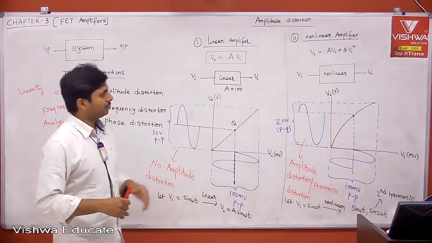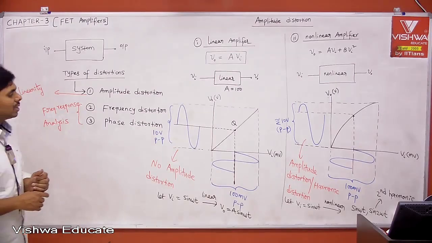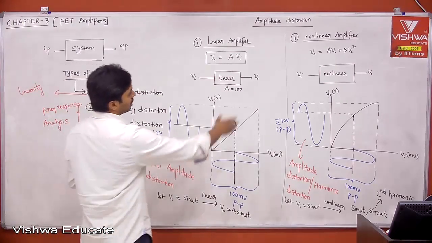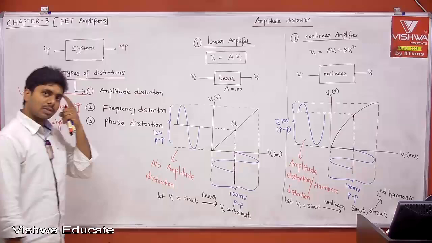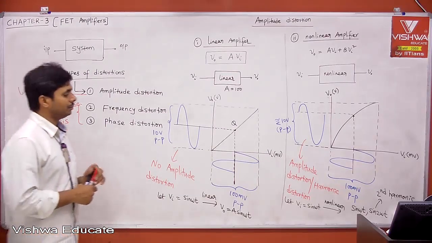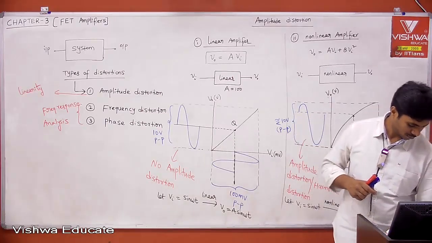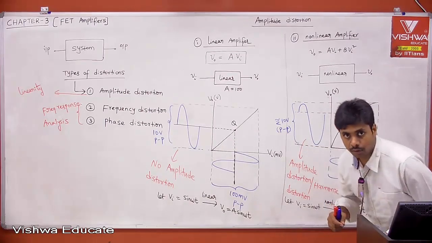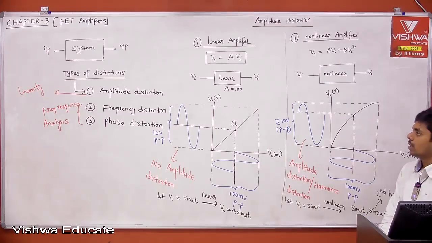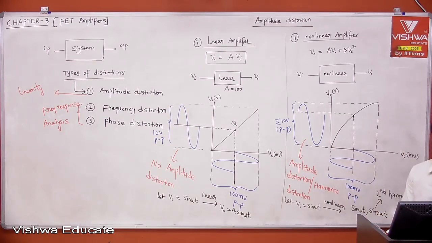Therefore we understand what amplitude distortion is and the reason for it. The reason to have amplitude distortion is nothing but non-linearity of the system. Therefore we want a linear amplifier. After this I'll give you observations, then I'll explain practically, if the system is non-linear, how to get linearity.